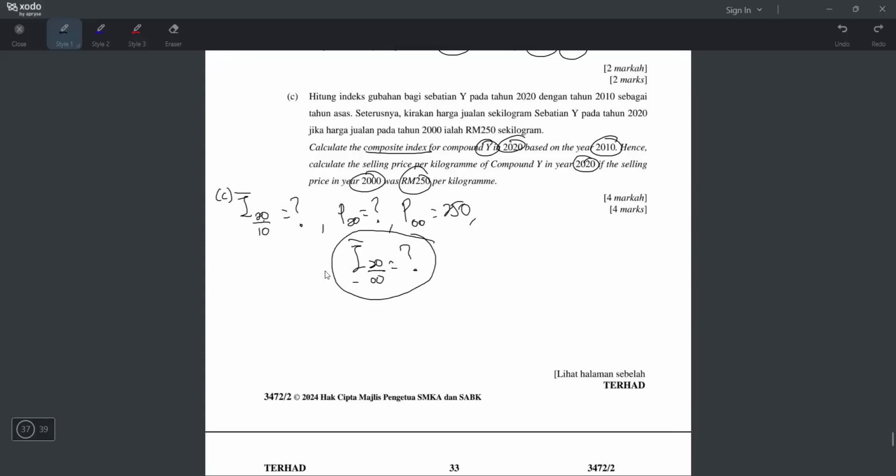Okay, this composite index and this composite index tak sama. Dia punya tahun tu pun tak sama. And then after I get this, baru kita guna first formula to find the price in 2020. I think that's what they want. Yeah. Okay, so my job now is to find the composite index for 2020 based on 2010.